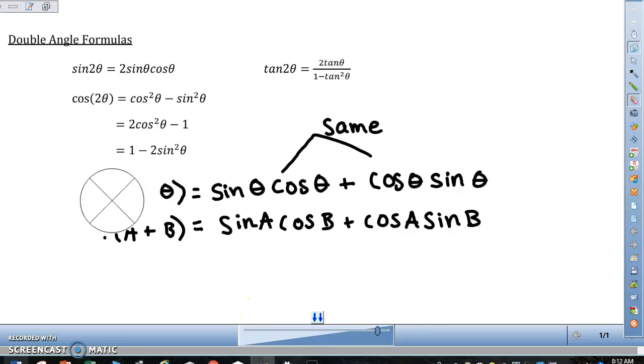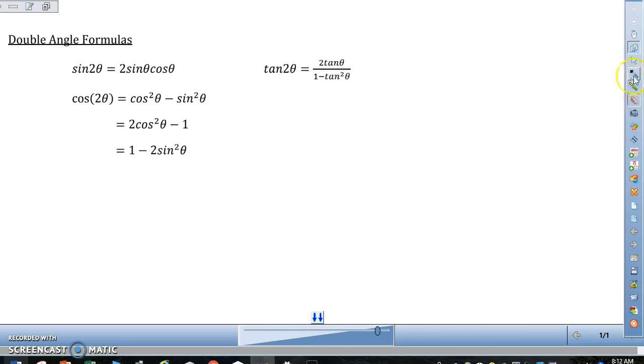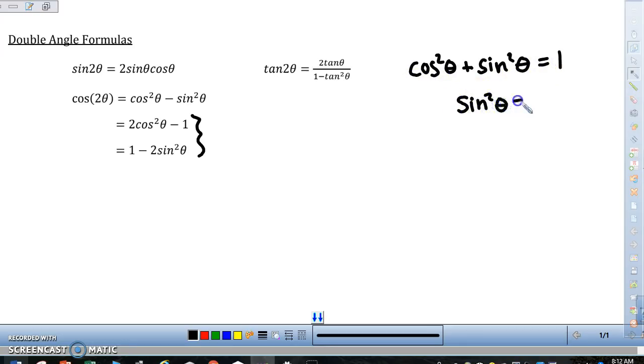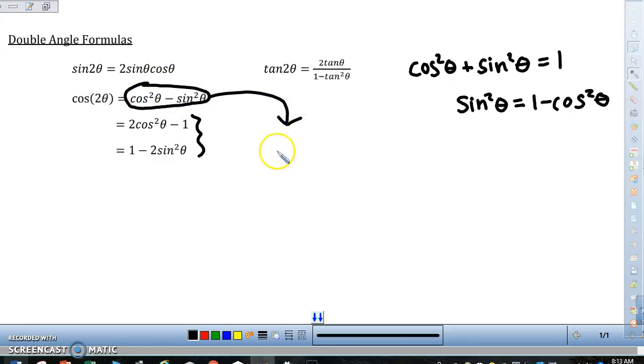Now, for the cosine 2 theta, what's interesting here is you'll see that we have 3 forms of the double angle identity. The first option is cosine squared minus sine squared. The way that it connects to the other two has everything to do with the Pythagorean identity that cosine squared theta plus sine squared theta is equal to 1. If we were to look at a variation of this, we could say that sine squared is equal to 1 minus cosine squared.